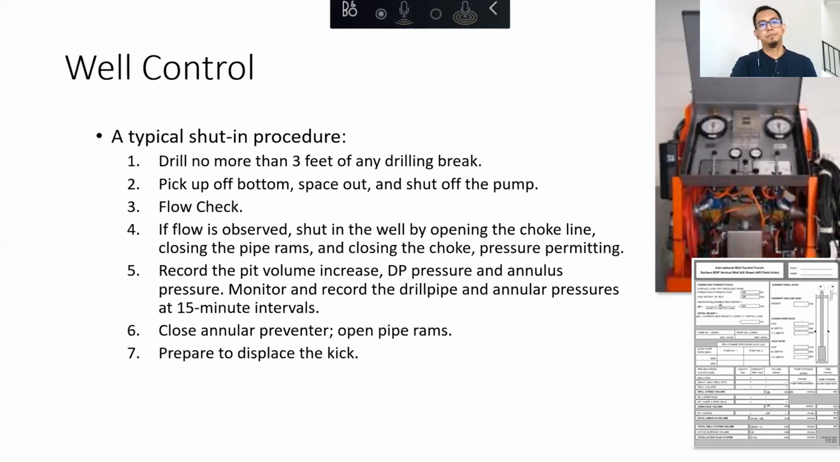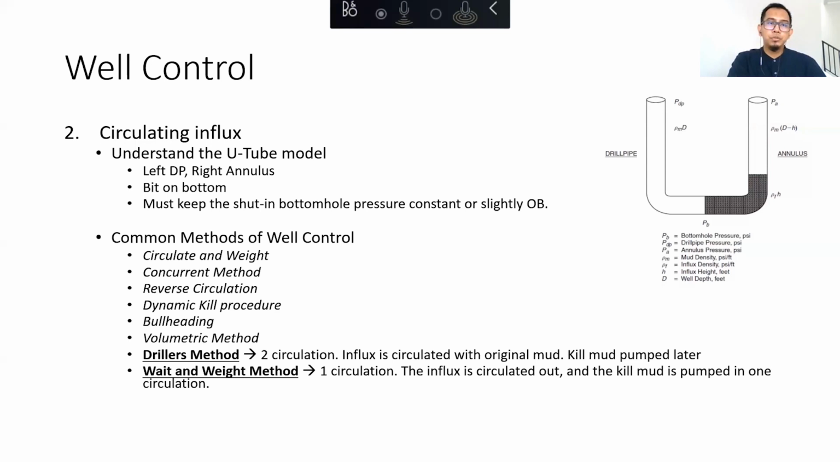Circulating the influx, you need to understand the U-tube model. U-tube models here. On the left side is the drill pipe area, because in the drill pipe you have a drill string area. Actually, in the drill pipe you have the ID of the drill pipe, ID of the collars and the bit as well. But on the other side you have your influx, which is connected to the annulus. So this is the U-tube that was mentioned earlier.